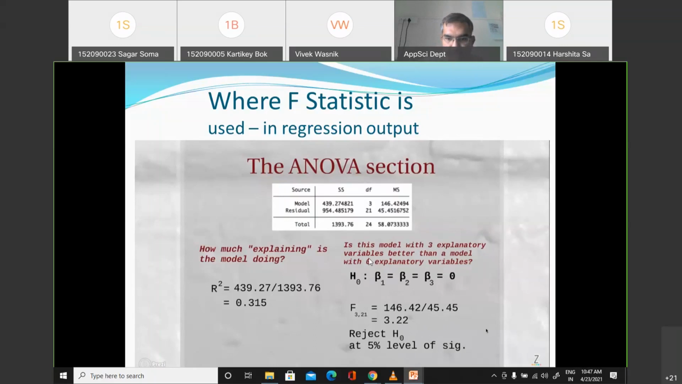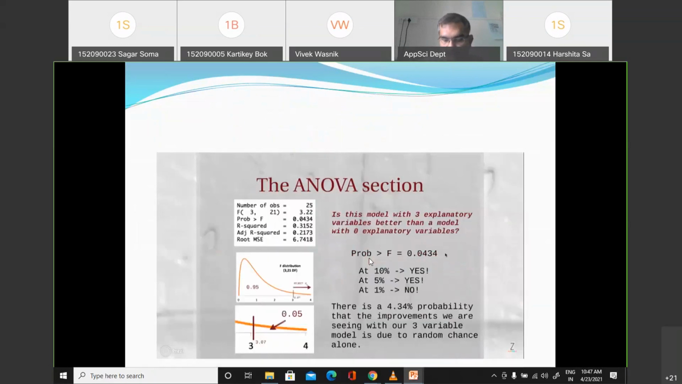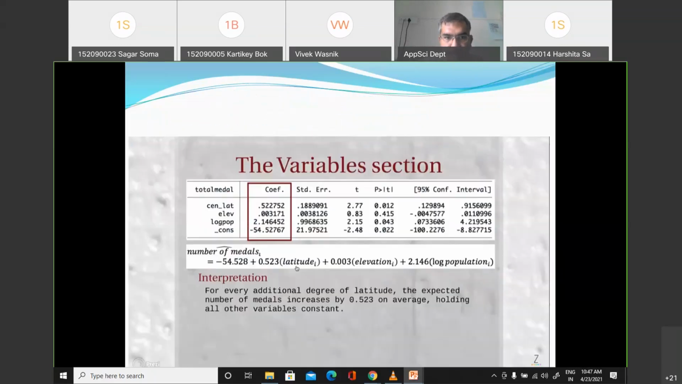So this is the ANOVA part. Now the variable section. So variable section is even better, even closer to what we already did in normal distribution using comparing the means. So here we are again using hypothesis testing and we are comparing the means. So coefficient we got, okay.